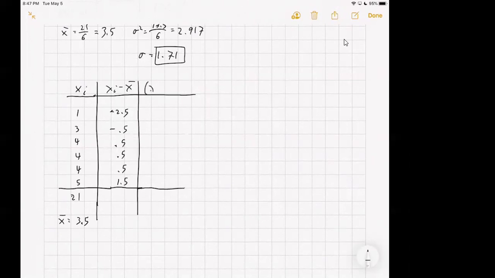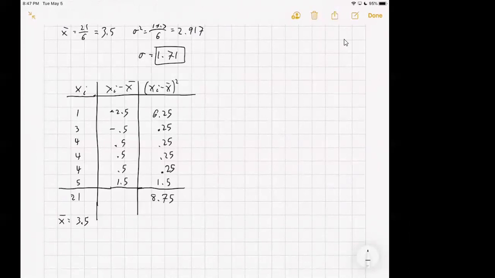Okay, so now we need the square of those. If I square those, 2.5 squared is 6.25 again. And then this is easy. These are all 0.25, 0.25, 0.25, 0.25, and 1.5. Oh, and this is kind of nice. The 4 in the middle add up to 1. So 2.5. I believe this is going to add up to 8.75 when we add those all up.